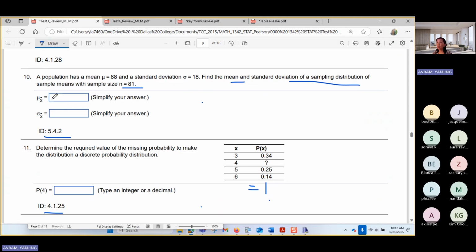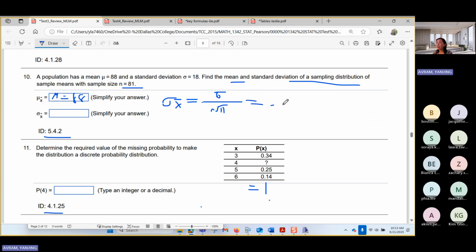The mu of x bar is equal to the mu. And how much is the mu? The mu here is 88, so this should be 88. All right, that is pretty straightforward, right? And the sigma of x bar is equal to the sigma divided by square root of n.